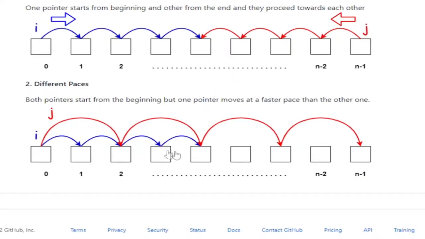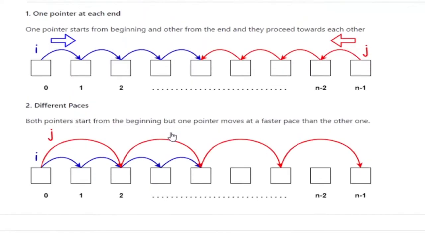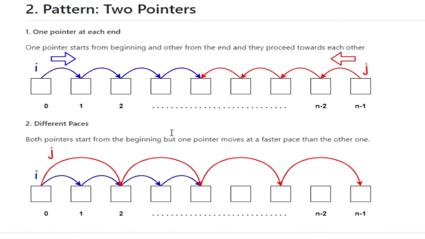There's another pattern of two pointers where we have one pointer, let's say I, which starts at the beginning. Another one, J, also starts at the same position as I, but I goes one space to the right, and J goes twice as fast. As J reaches the end of the condition, I is going to reach the middle, or something happens in the middle, and that ends the condition and stops it right there.